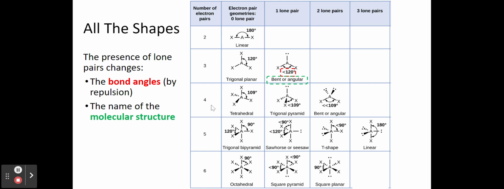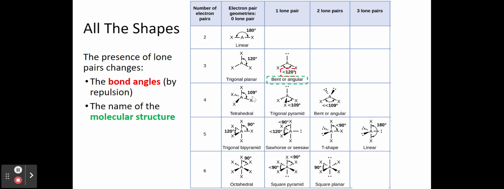Now let's look at 4 electron domains. If we have our central atom and 4 atoms coming off the central atom, we know that our shape is going to be tetrahedral. Okay, that would be our electron geometry and our molecular geometry.